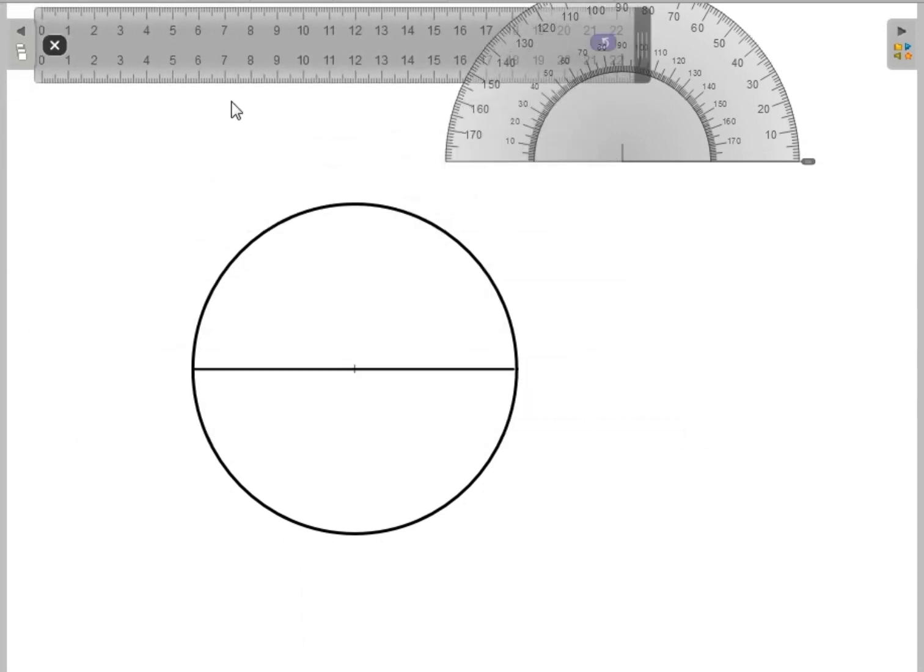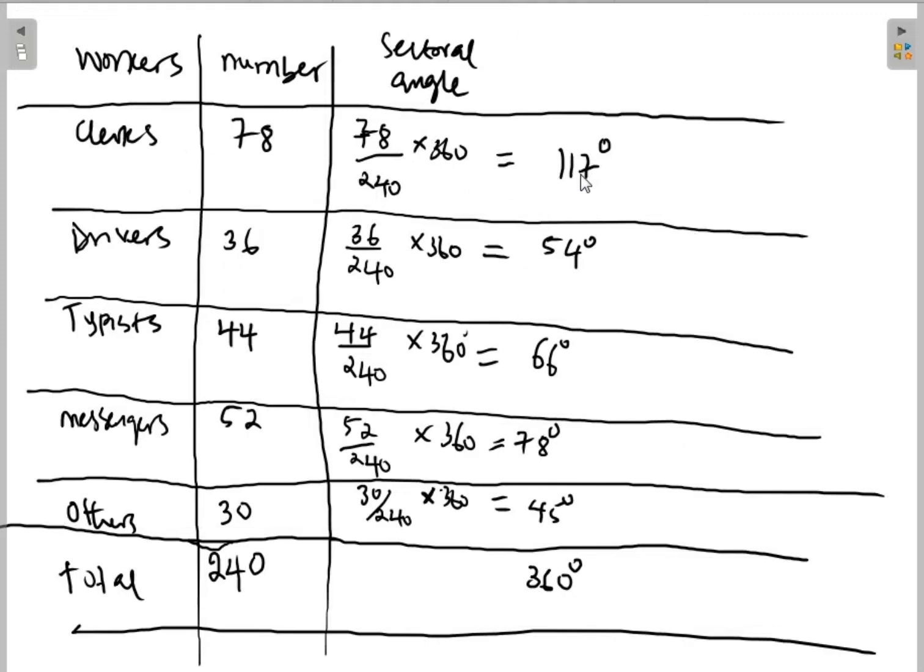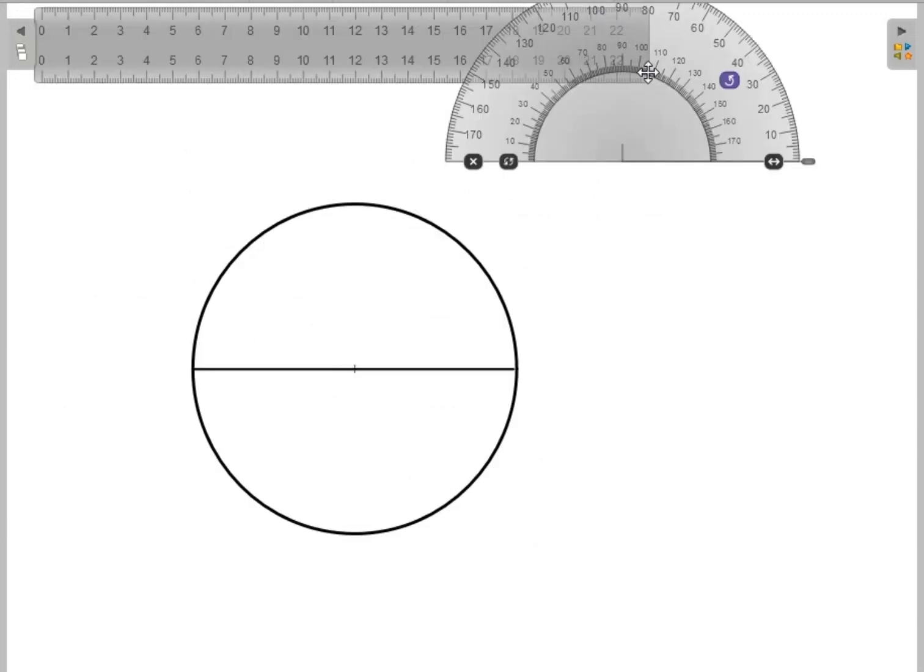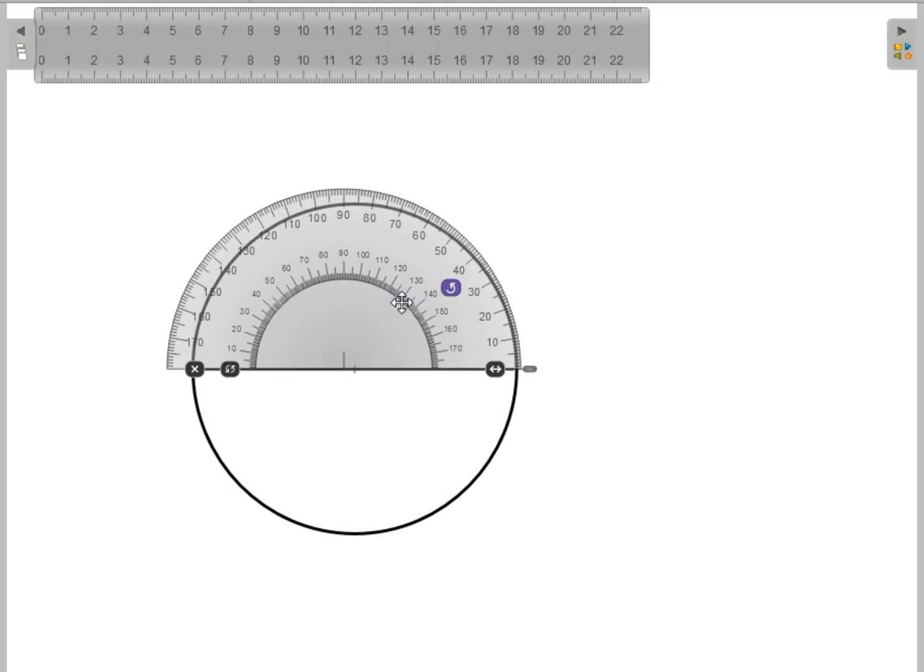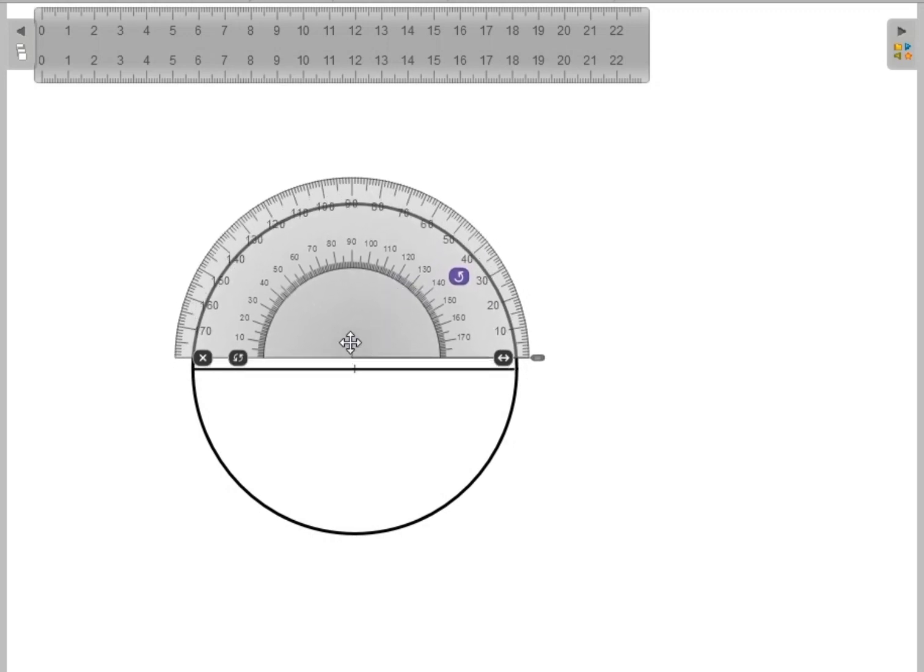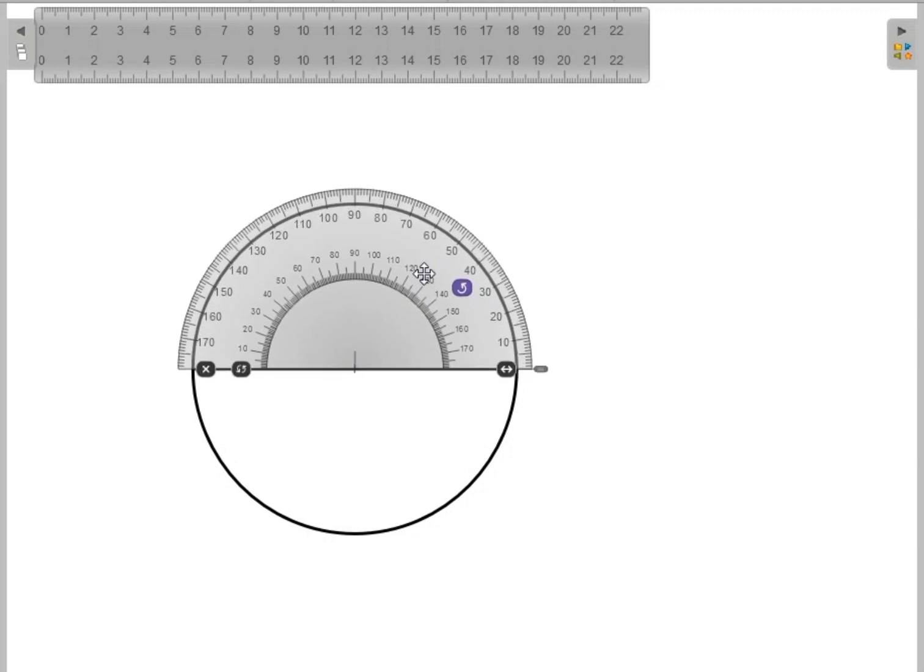Now for Clerks, the sectoral angle is 117 degrees. So we are going to measure 117 degrees with our protractor. Make sure you put this at the center. Make sure this mark coincides with the center mark, and make sure it's on the straight line. Then we can now measure 117 degrees from that.